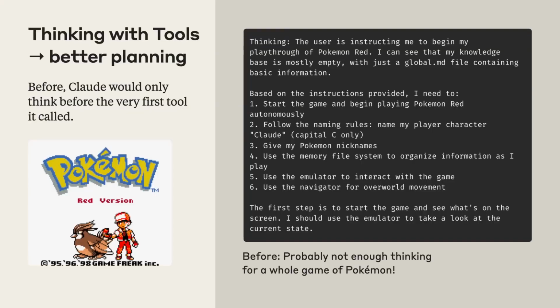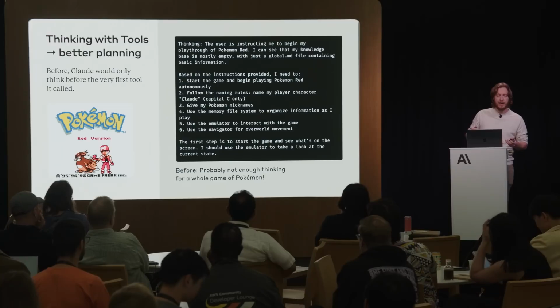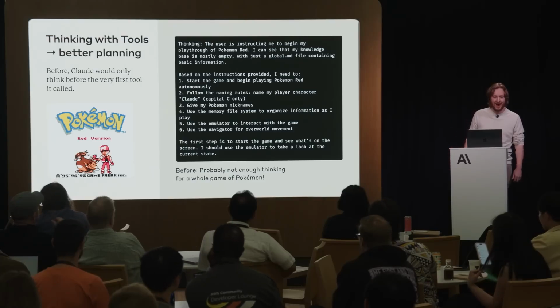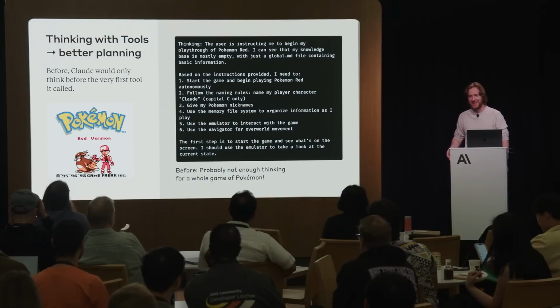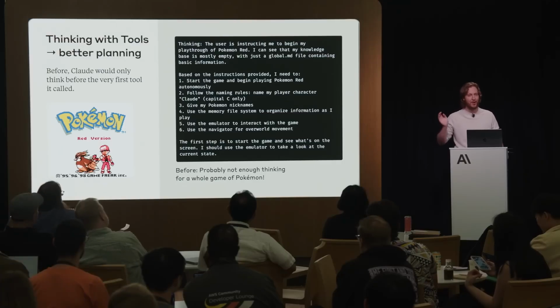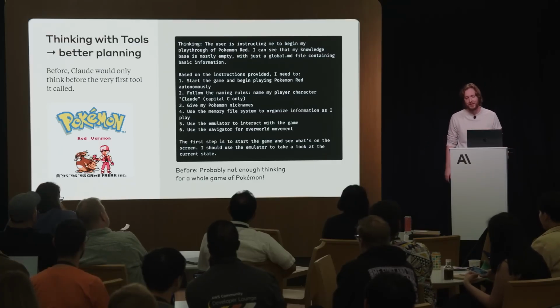So I want to talk a little bit about this interleaved thinking between tool calls, because there's some clear examples in Pokemon of how this works out. In the past, when you hit run on a model, it would build the whole plan for how it was going to beat Pokemon in its first message. This was a terrible plan. It would say, I'm going to write my name down as Claude, and I'm going to give my Pokemon nicknames, and I'm going to go beat Pokemon, and that's the extent of its planning.